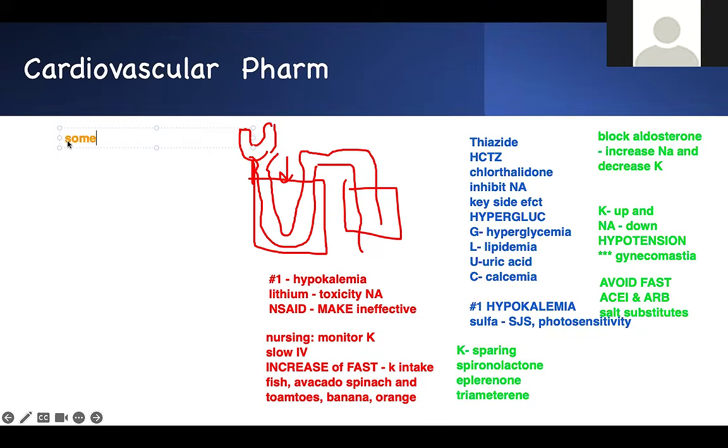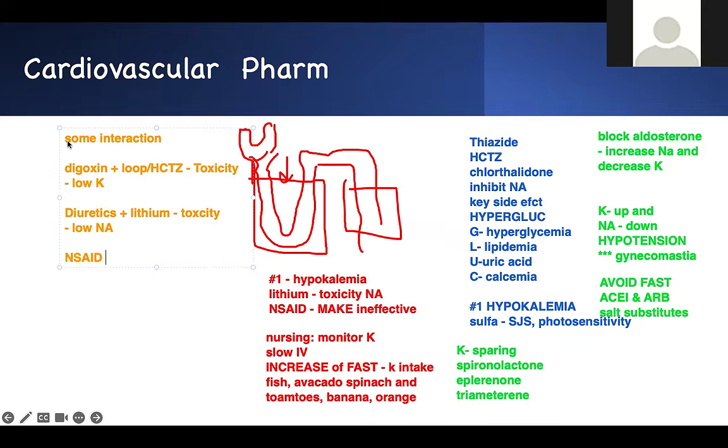There are some interactions that can occur. So I already mentioned some of them. If you take digoxin and you have a loop or thiazide, it is not good. It can become toxic because of low potassium. So that's number one you should avoid. Number two, you should avoid diuretic in somebody who is taking lithium, because of toxicity, because of what? Low sodium. So you shouldn't take it.